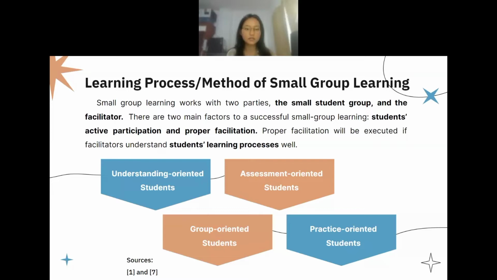Students who will value more on how they will understand the material. The second is assessment-oriented students, which are students who are looking forward to finish the assignment. The third one is group-oriented students, which are students who value relationships with other people more. And the last one would be practice-oriented students, which are students who will look forward to whether or not this will help them in becoming a more successful health professional. Next slide, please.